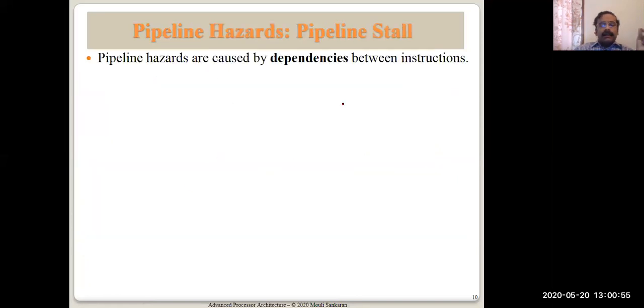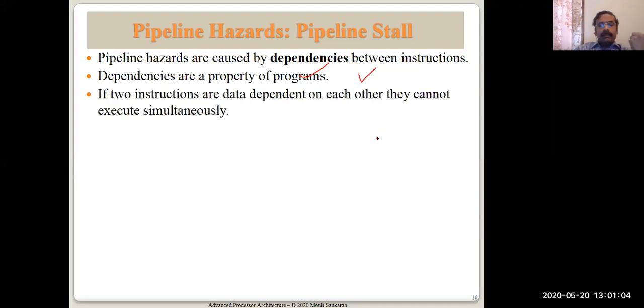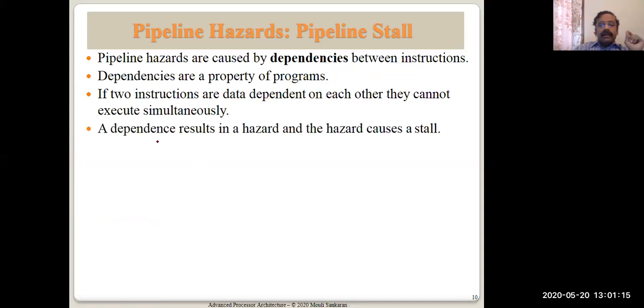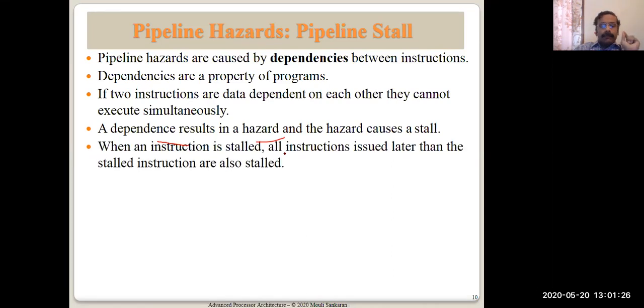Okay, let me quickly update it. Pipeline hazards are caused by dependencies. Dependencies are a property of programs. Normally data is flowing through the pipe. Two instructions are data dependent on each other. If they are dependent, they cannot execute simultaneously. Dependence results in a hazard. If there is a dependency, there is a hazard. If R3 was not used in both the instructions, there is no problem. There is a common data.